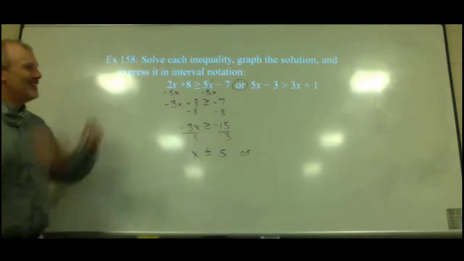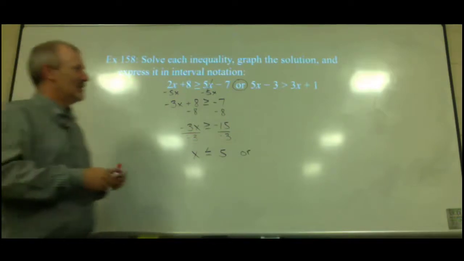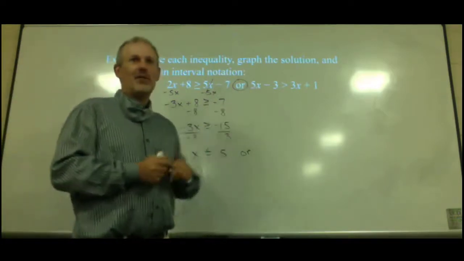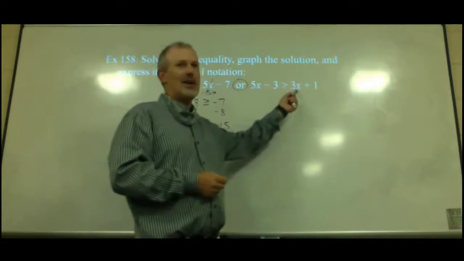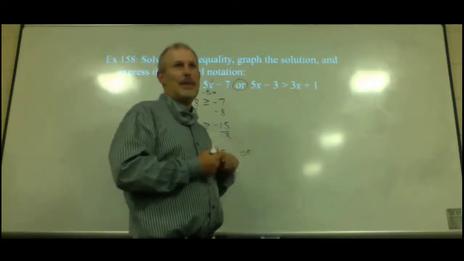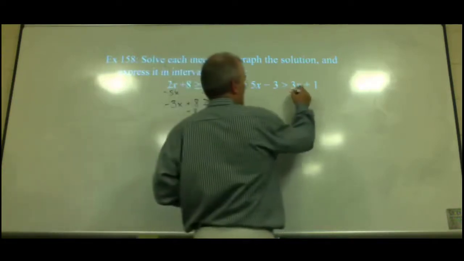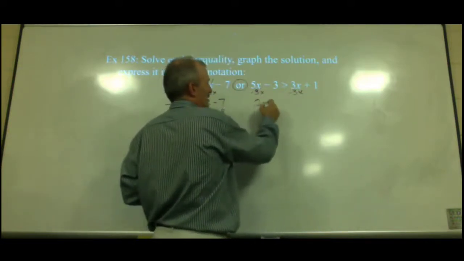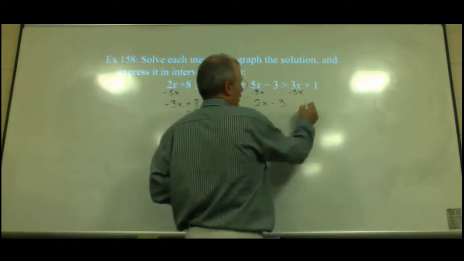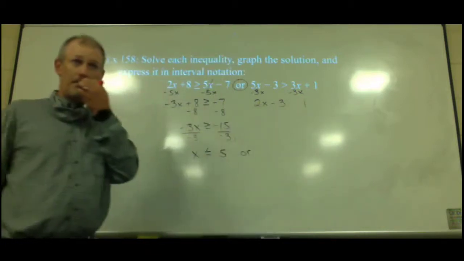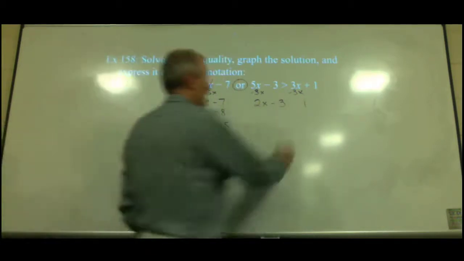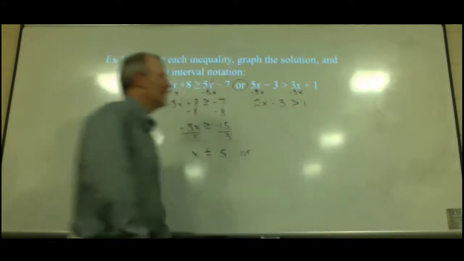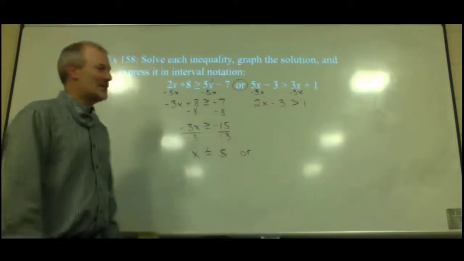So again, there are x's on both sides, and we want ours to be on the left. So we're going to cancel out the 3x. How do we cancel that out? Minus 3. So now we have 2x minus 3 and a 1. Do we have to switch the sign? No, because we subtracted.